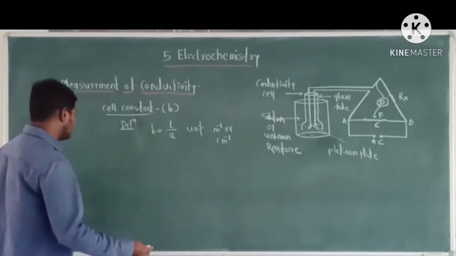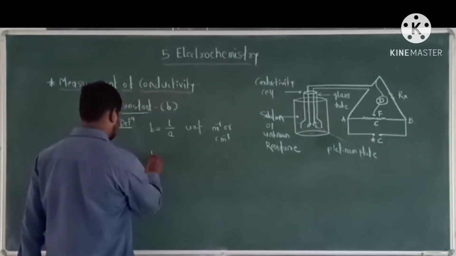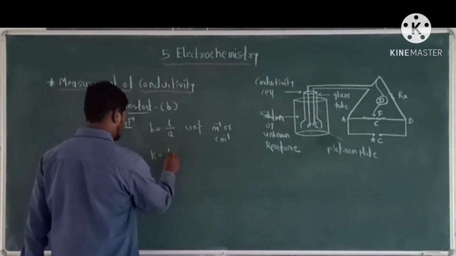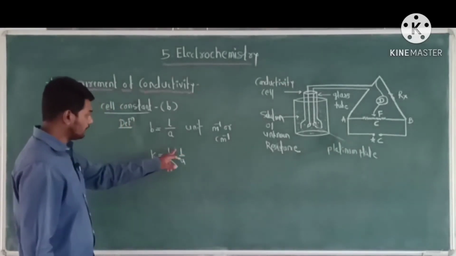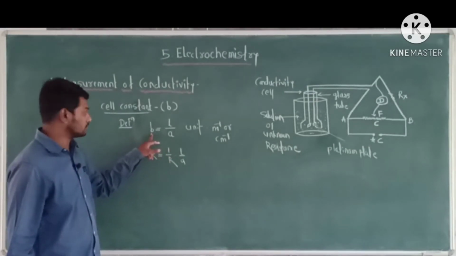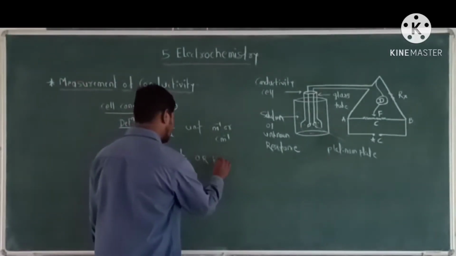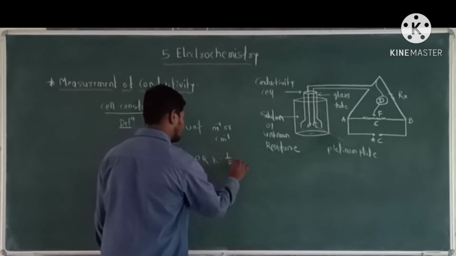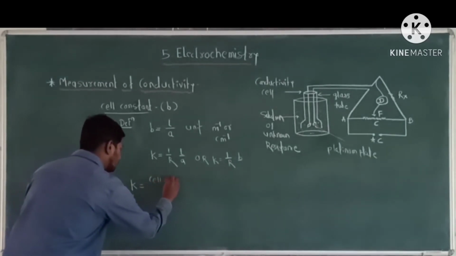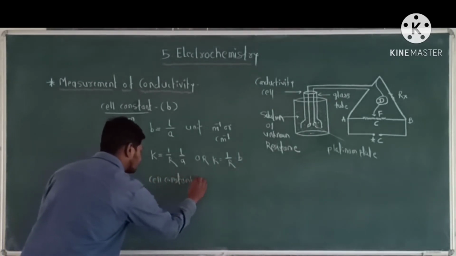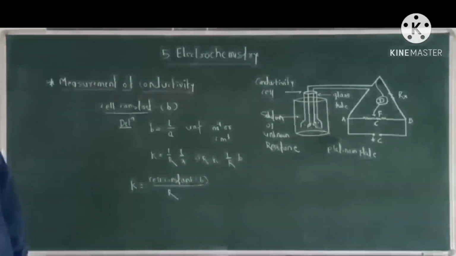Okay. Now we know that the conductivity of an electrolytic solution is given by the equation K is equal to 1 upon R into l upon A. The l upon A is nothing but the cell constant. Put this value in this equation, K is equal to 1 upon R into b, that is K is equal to cell constant b divided by R, that is resistance.